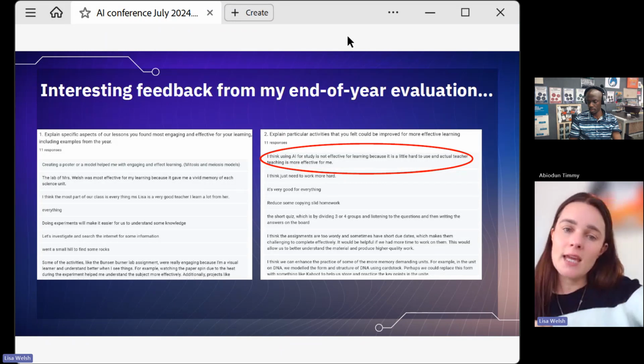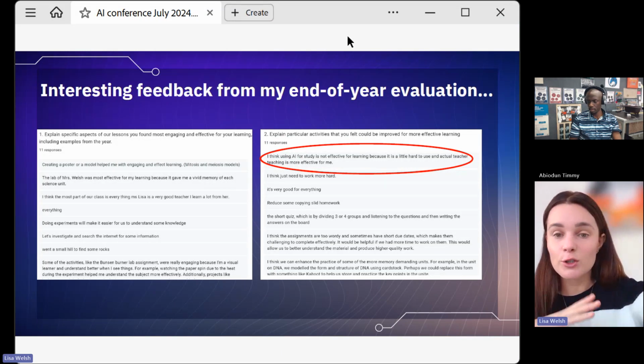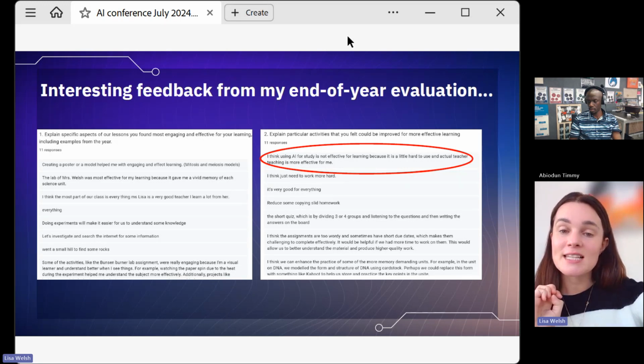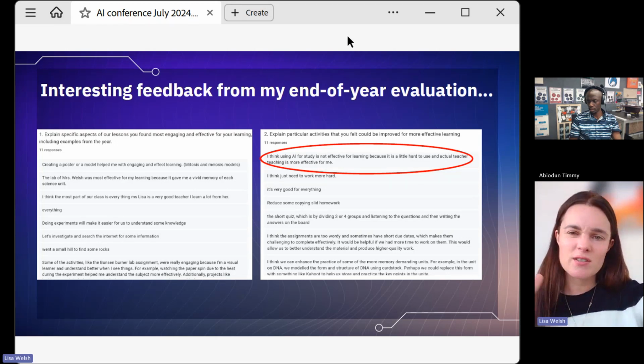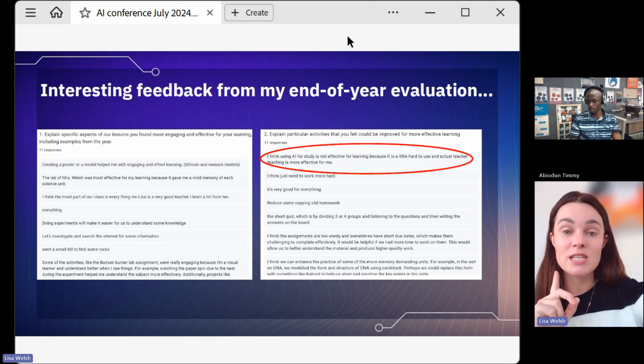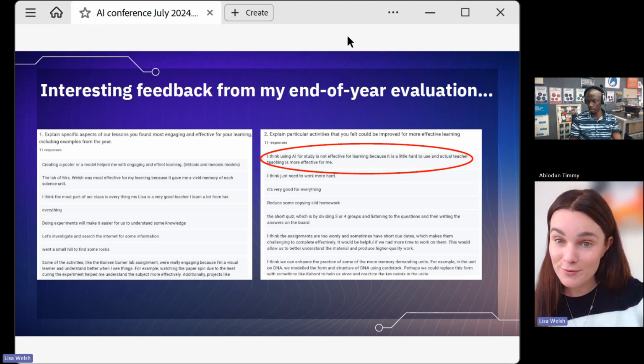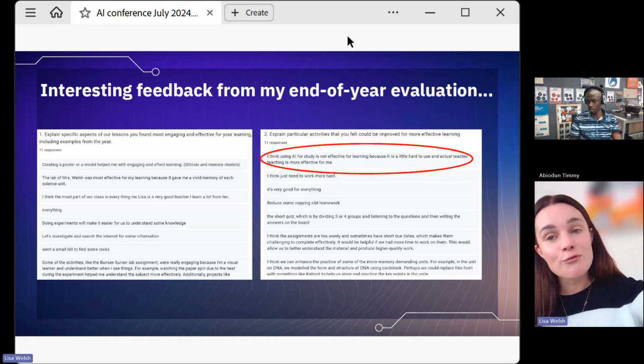Things that they felt could be improved, they did mention, or just one student, sorry, one student mentioned that using AI for study is not effective for learning because it is a little hard to use, which was probably because it was my first time using it, and the actual teacher teaching is more effective for me. So I think it's just food for thought.